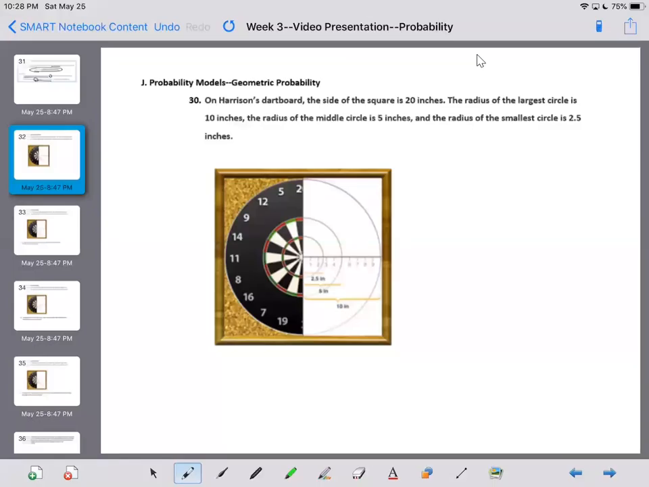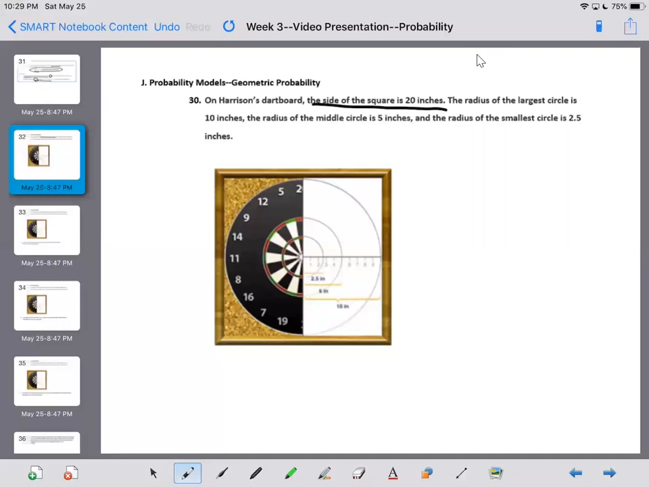So here we're looking at part 2 of our video series on probability. This is an example of probability models where we deal with geometric probability. The geometric piece comes into play because we're looking at, in this case, the area of a circle and the area of a square. So for instance, on Harrison's dartboard, the side of the square is 20 inches.